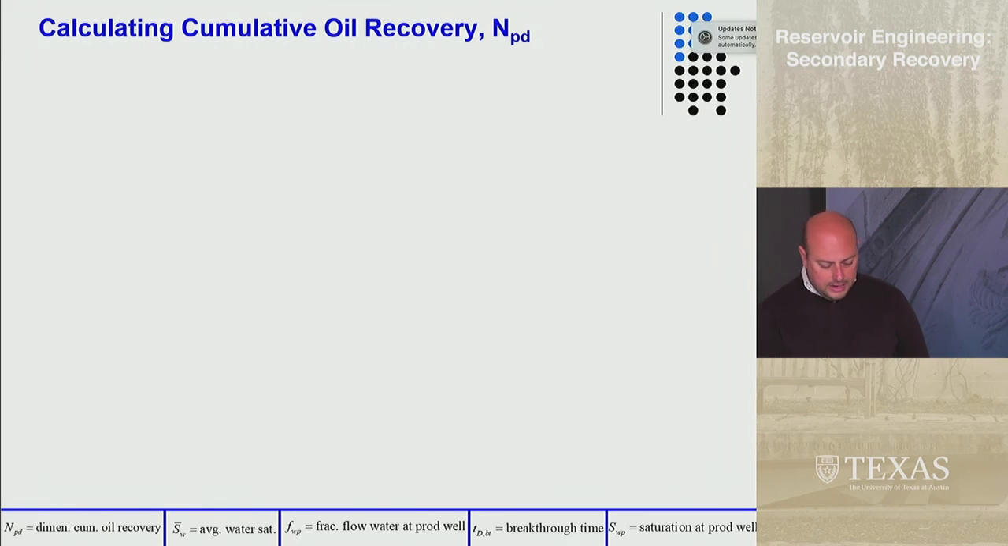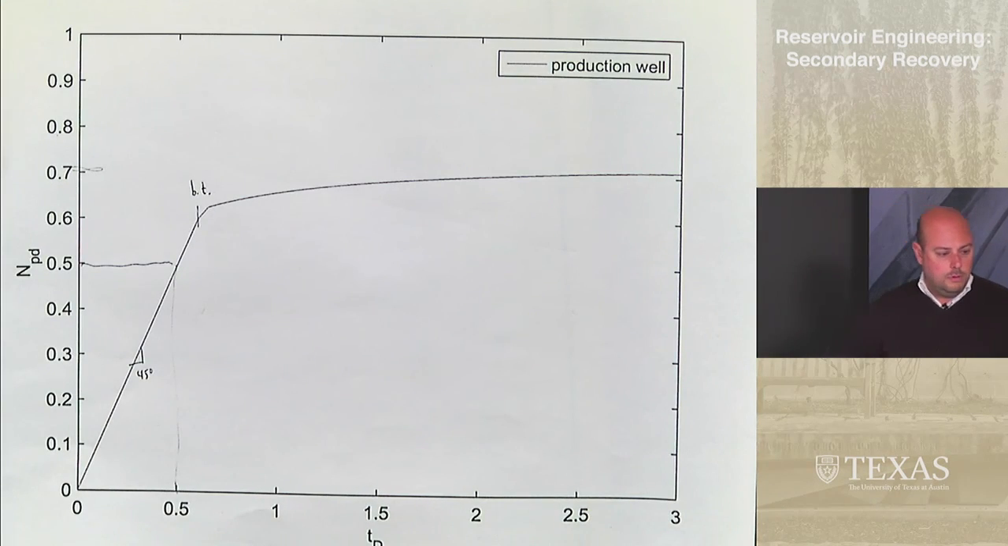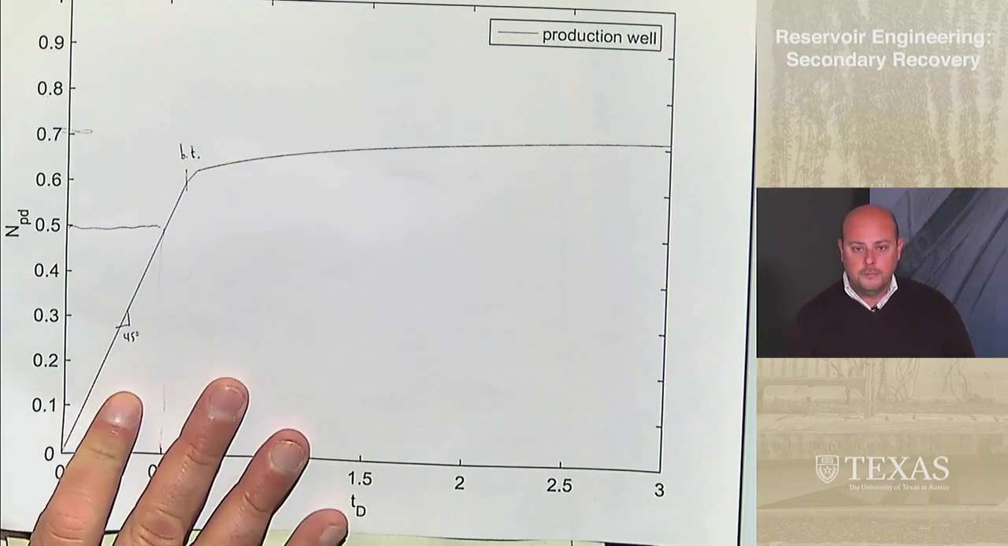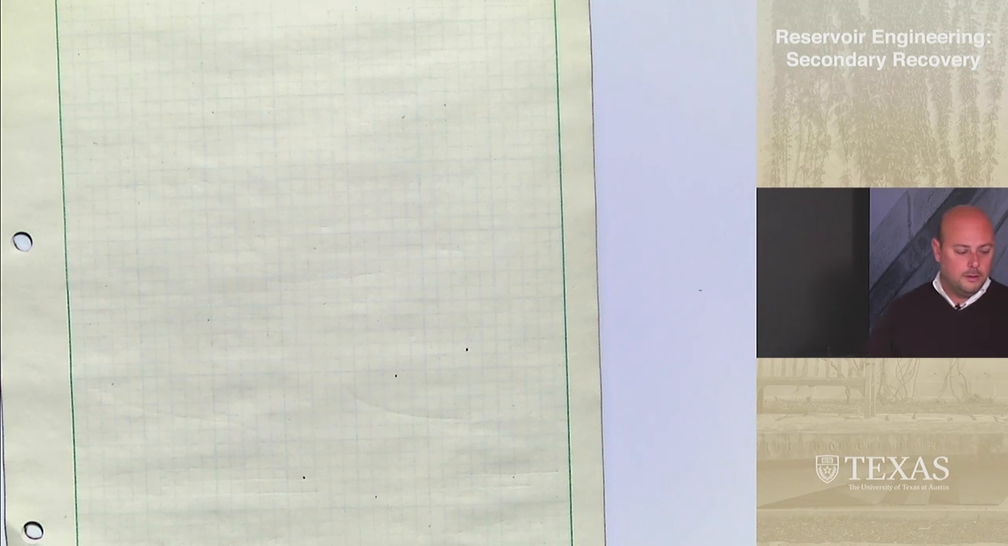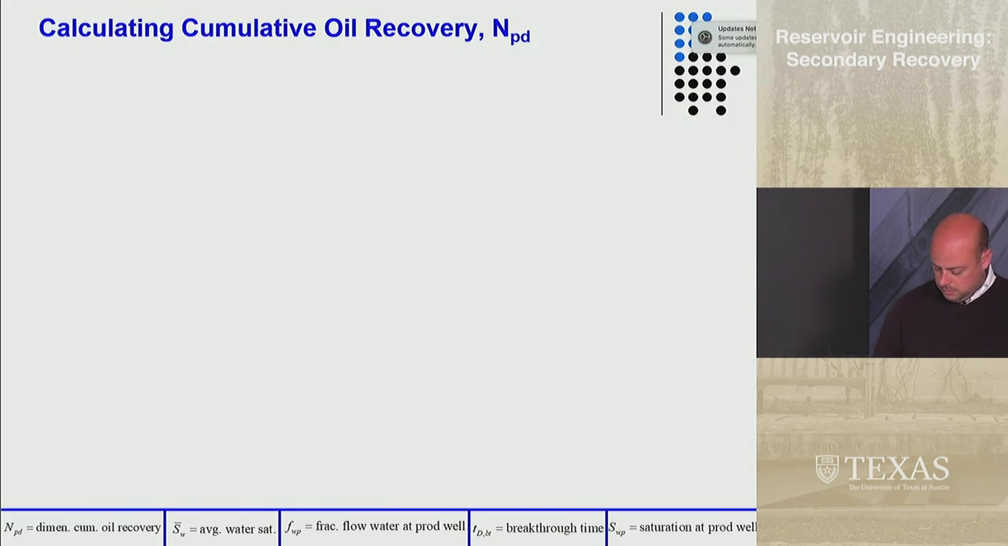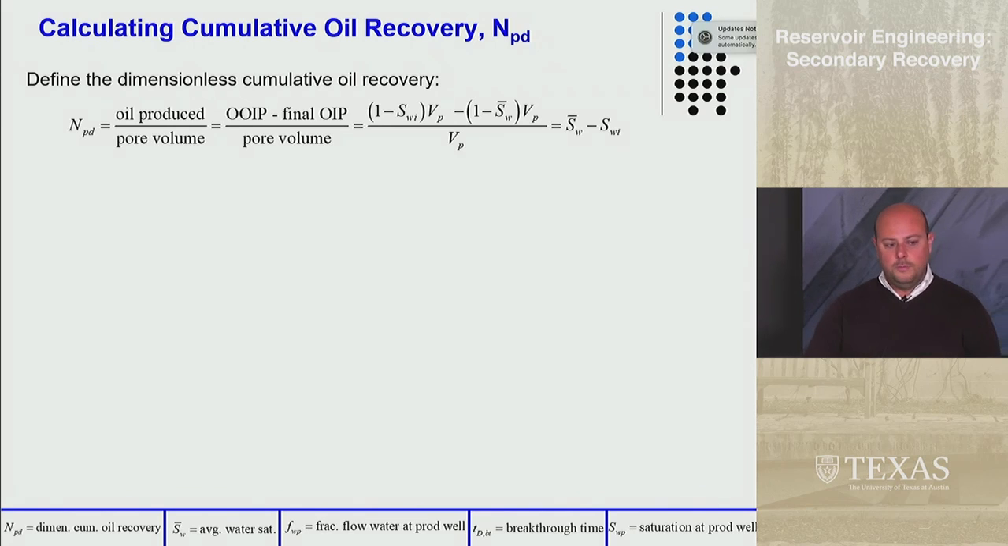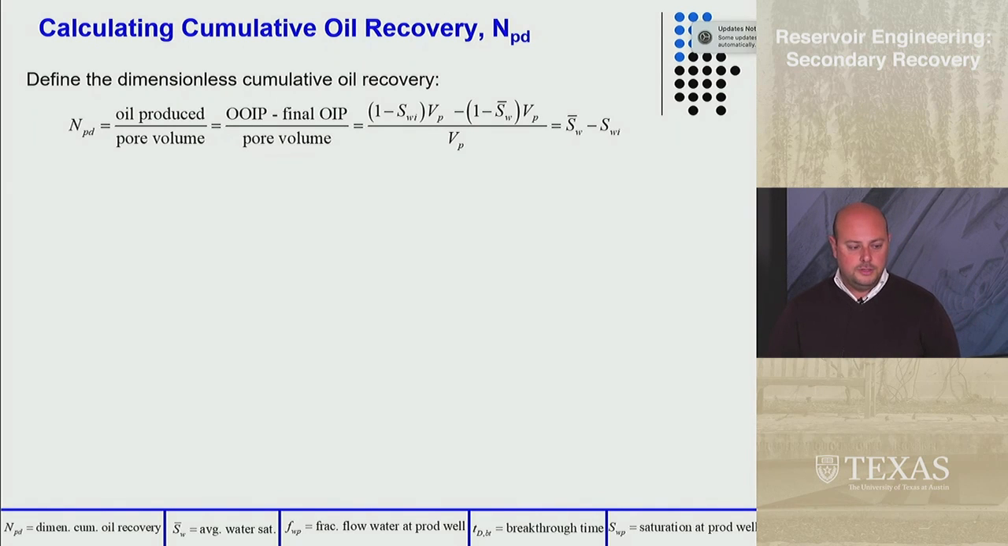Okay, so then the next thing we did is we started talking about how we can create a curve like this, the dimensionless oil recovery versus dimensionless time. And so that's what we finished up with on Friday. NPD is defined as the oil produced divided by the pore volume. So it is dimensionless, or it's the OOIP, the original oil in place, minus the final oil in place divided by the pore volume. And we showed it's equal to the average water saturation minus the initial water saturation.